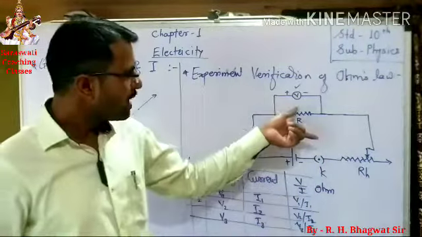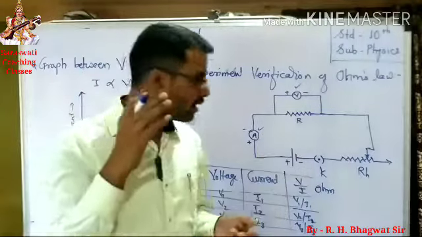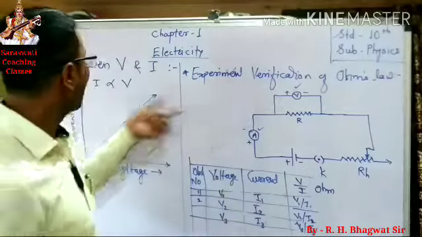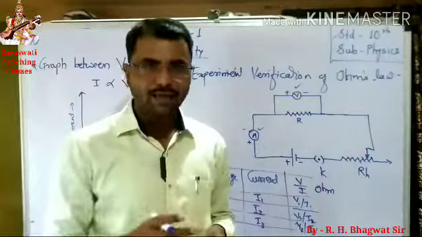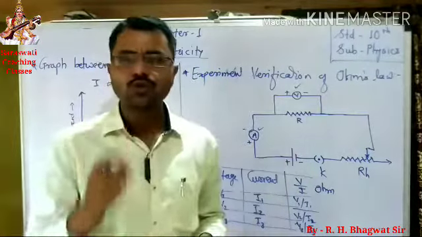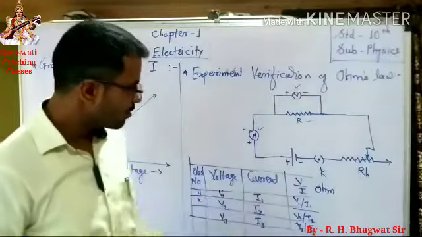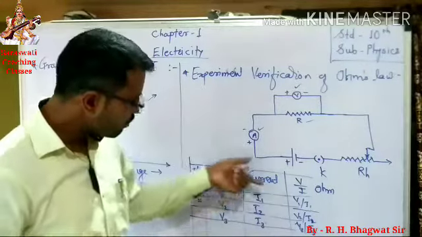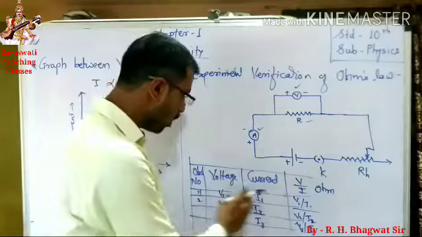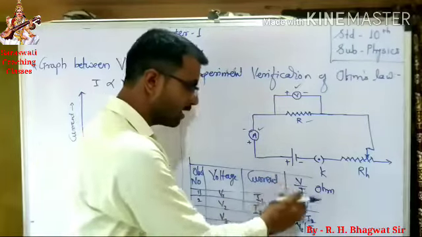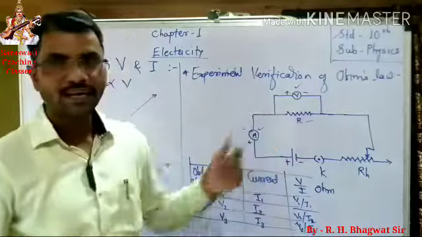Now from this experiment we can verify Ohm's law, and this experiment is also used to find out the unknown value of this resistance by taking a number of readings. And when we take the ratio of voltage and current, we will get the unknown value of that resistance.